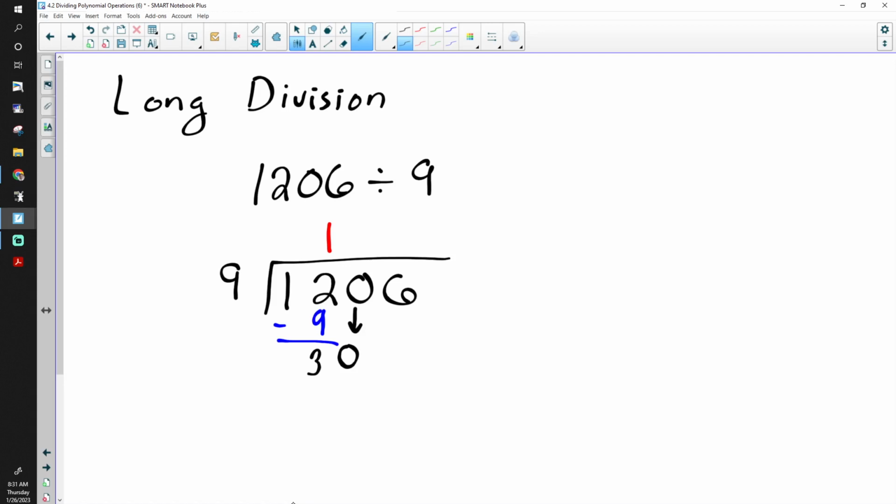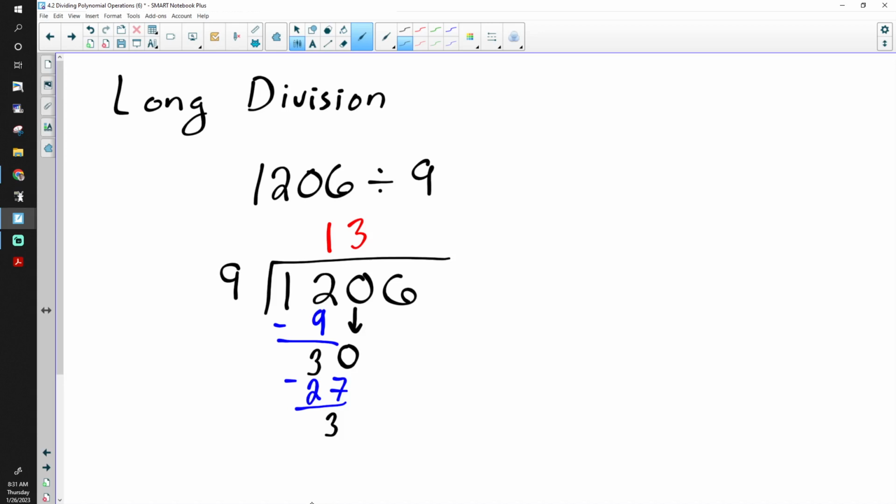Okay, so again, we are going to go through the same process. How many 9s can I get to fit into 30 without going over? 3. I can fit 3 9s into 30. Okay, to figure out what to subtract by, we multiply 3 times the number out front. 9 is 27. And I subtract. 30 minus 27 is 3.